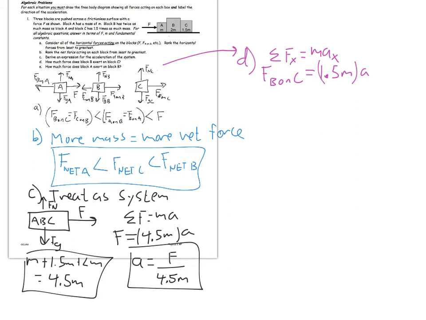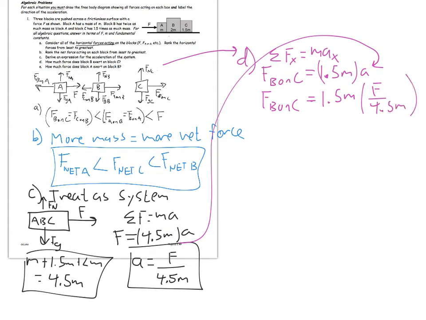And we want to derive this in terms of F and fundamental constants. So although this is a proper expression for it, we can't have that acceleration term in there. Luckily, we just found an expression for our acceleration that we can go ahead and substitute in. So I can say F of B on C equals 1.5 m times F over 4.5 m. My m's divide out there, and I end up getting that F of B on C is 1/3, because 1.5 over 4.5 is just 1/3, times F. So there's my answer for D.